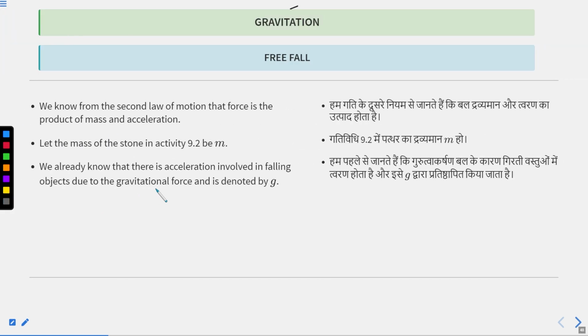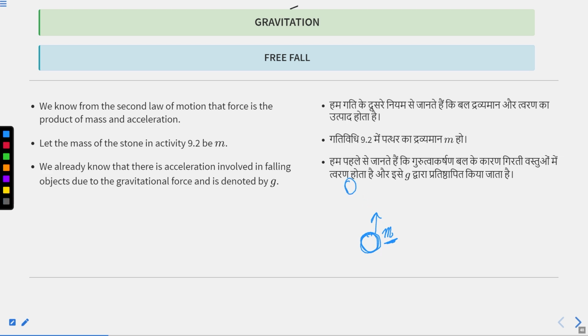We know from the second law of motion that force is the product of mass and acceleration. Let the mass of the stone or the ball which we are throwing upward, which then comes to rest and starts free fall, be m. Let's suppose the mass of that stone or that ball is m.